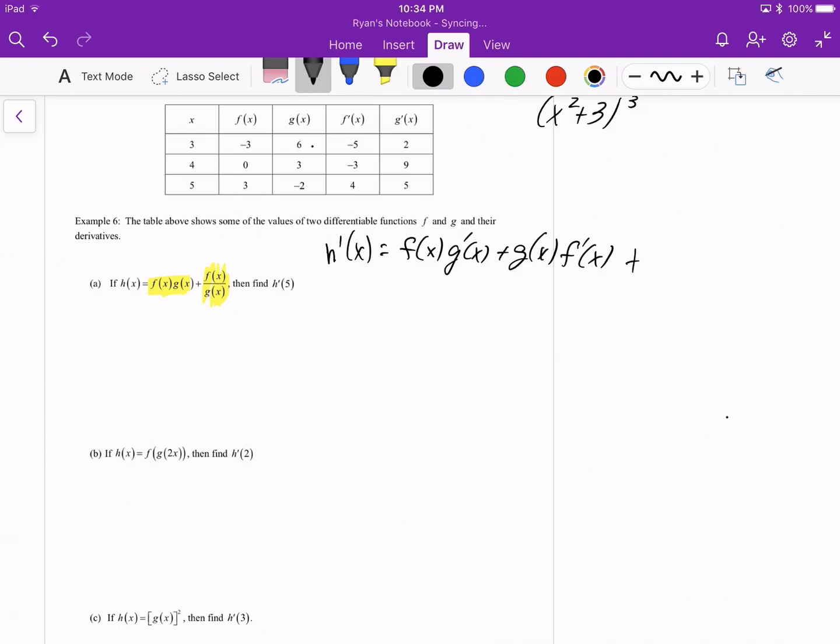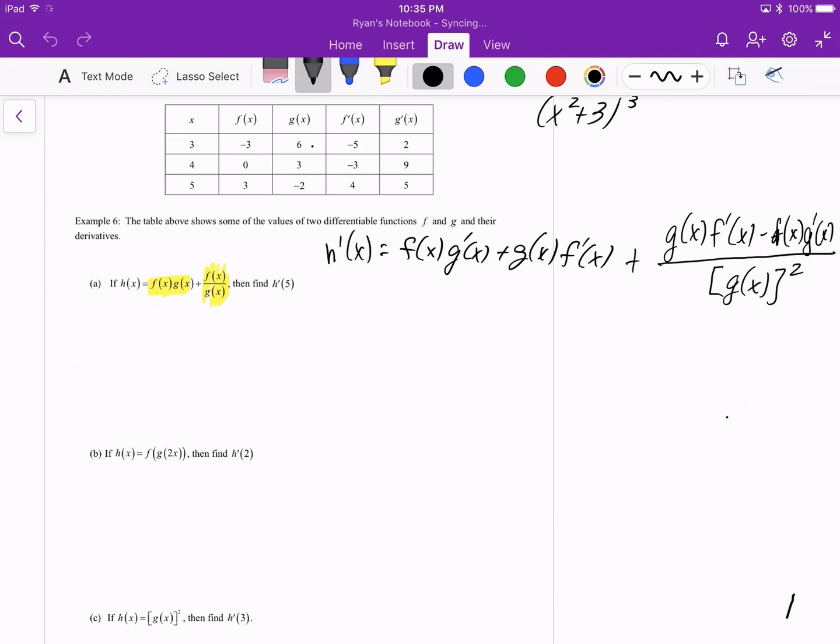And so what the quotient rule says is low d high minus, I'm going to try to fit this in on the screen, minus high, which is f of x, multiplied by d low, which is g prime of x, all over low squared. So that's going to be g of x quantity squared.